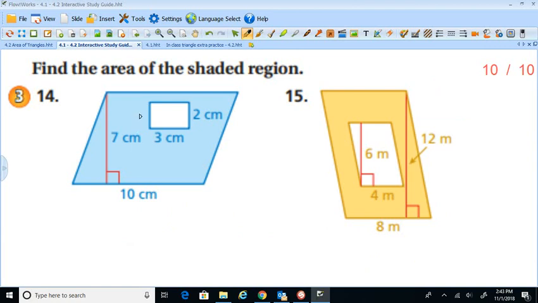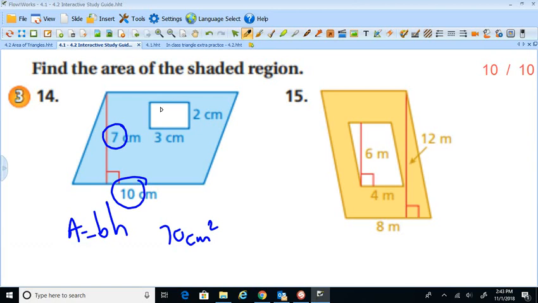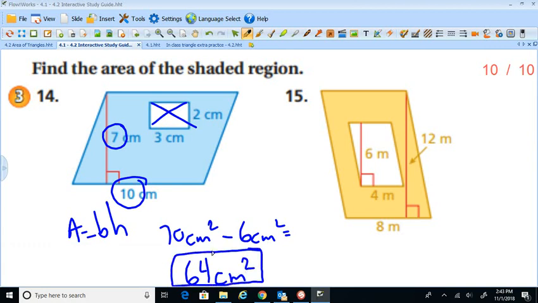The next page has numbers 14 and 15. Both of these follow the same exact game plan. To find the area of the shaded region, we want to pretend that there's nothing cut out here. So this is a parallelogram. Let's find the area of a parallelogram. Area is equal to base times height. So our base is 10, our height is 7. The whole shape, 70 square centimeters. But we're missing a rectangular section, 2 by 3. 2 times 3 is 6, so we need to subtract out 6 square centimeters, and that leaves us with 64 square centimeters. That is the area of the shaded portion of this parallelogram.